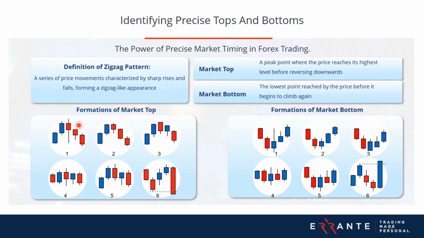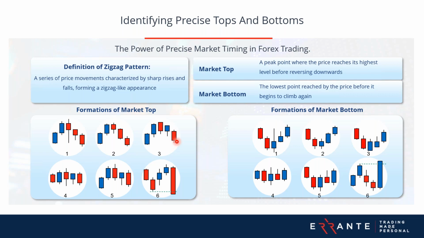So as you see here, this is the first formation that we explained. The second formation depicts a more extended top with two high peaks at almost a similar level, indicating strong resistance. In the third formation, we see three peaks with the middle one being the highest, forming a classic top, followed by one with a lower high, and then we see this bearish candle.